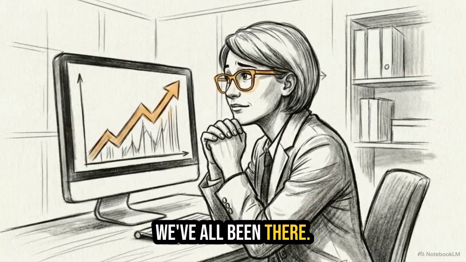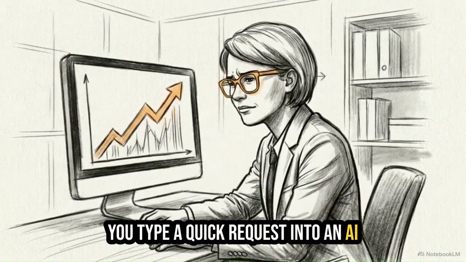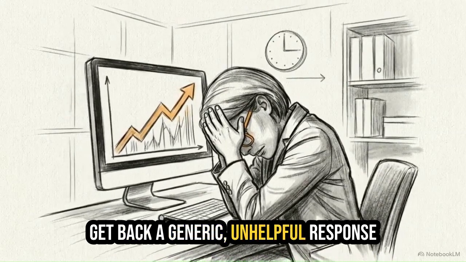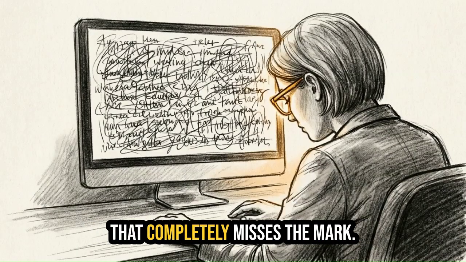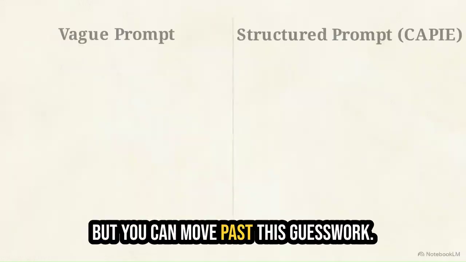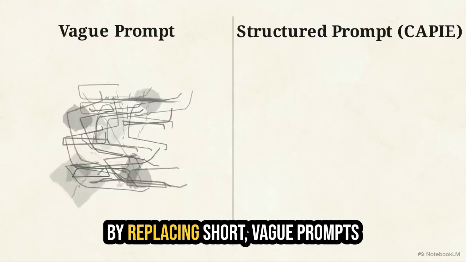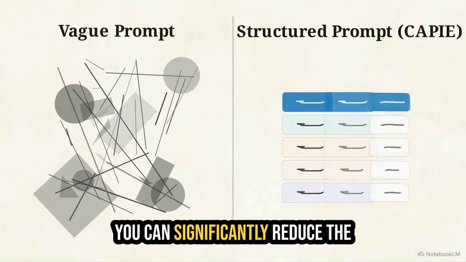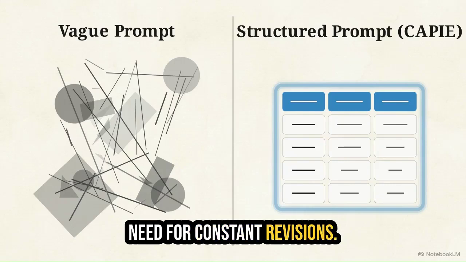We've all been there. You type a quick request into an AI, expecting a polished result, but you get back a generic, unhelpful response that completely misses the mark. But you can move past this guesswork. By replacing short, vague prompts with a set of specific instructions, you can significantly reduce the need for constant revisions.